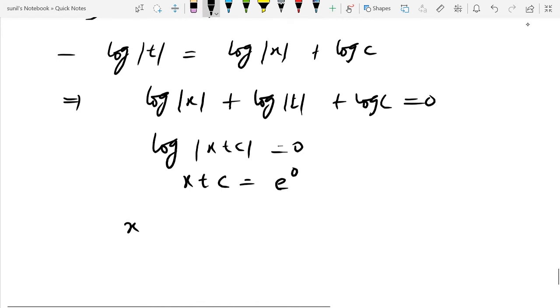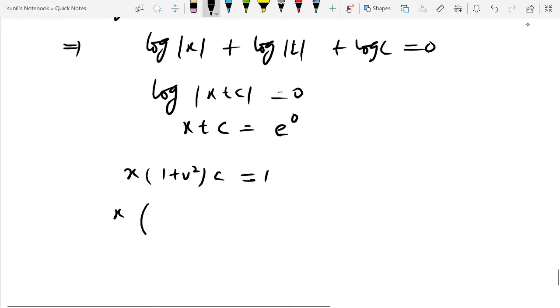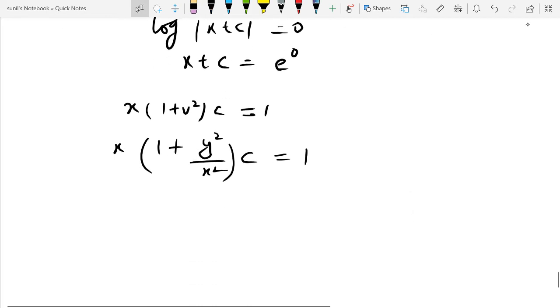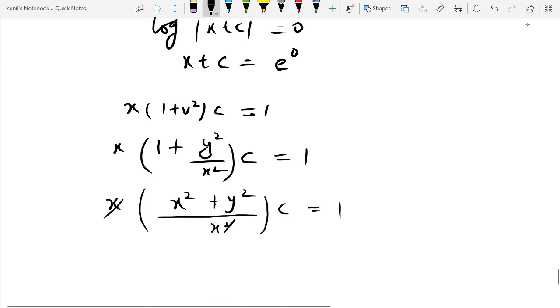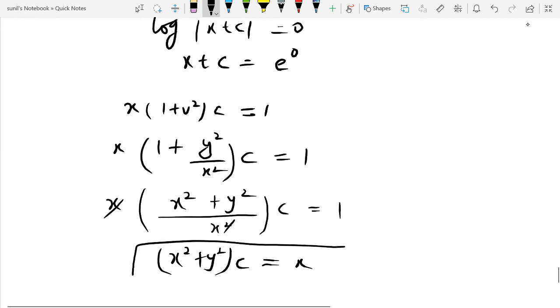Now it is 1 plus v square into c is equal to 1. Now one can also write 1 plus y square by x square into c is equal to 1. One can also write this way. Now see, this will get cancelled. Also we can write x square plus y square into c is equal to x. So that is the solution of problem number 4.